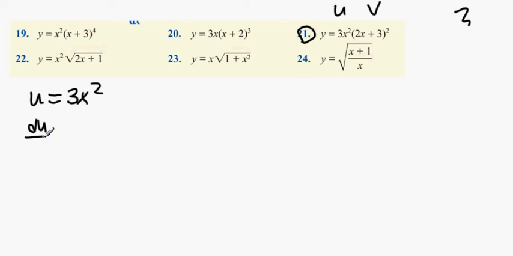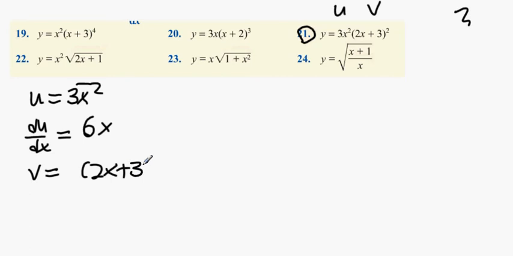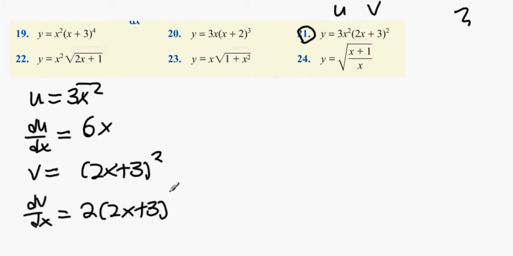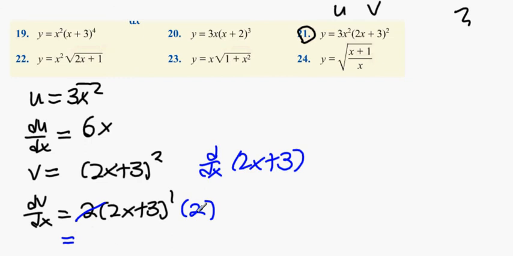du/dx therefore is 6x. 2 to the front, take 1 away from the power. v is going to be (2x plus 3) squared. Bring the 2 to the front, and then take 1 away from the power, and then differentiate what's in the brackets. We differentiate 2x plus 3, you get 2. 2 multiplied by 2, 4. 4 multiplied by 2x plus 3, 8x plus 12.